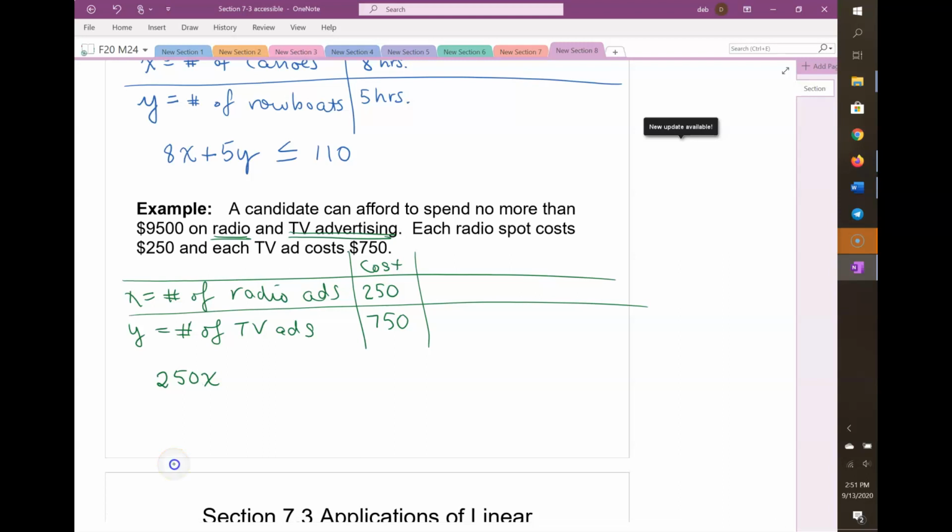$750 for each TV ad times Y, the number of TV ads, gives you the total amount of money spent on TV ads. And then we want the total of that to be no more than $9,500. So it can be equal to $9,500, but we'd be even happier if it was less than that. So that's the English no more than translates into less than or equal to.